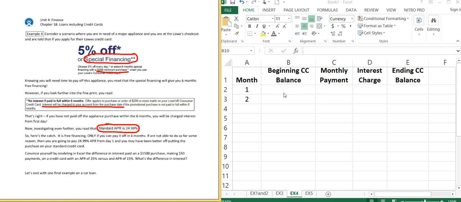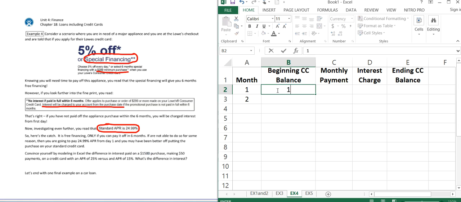Suppose we have a $1,500 purchase, some sort of appliance or something. And suppose that we decide that right now I can put $50 a month towards that. So suppose I'm going to put in $50 monthly payments. So that's what I can pay. It's free for 6 months, but I've decided I'm going to make my $50 payments.